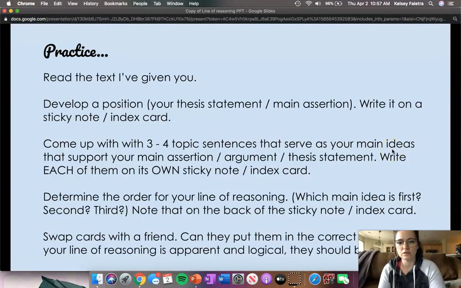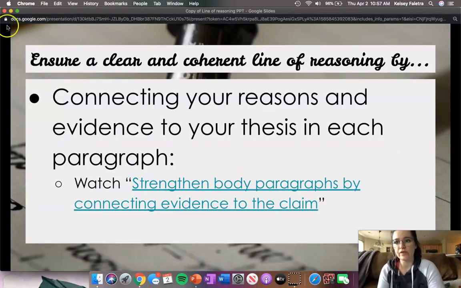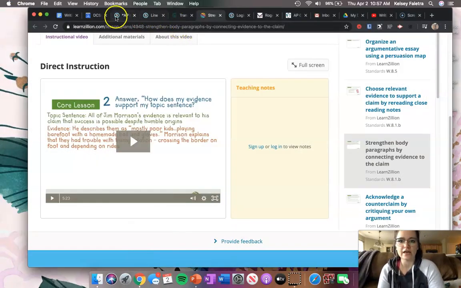And then this was the practice that we would have done in class. But in lieu of that, I want you to go ahead and use the video resources that I've uploaded for you so you can more fully understand line of reasoning.